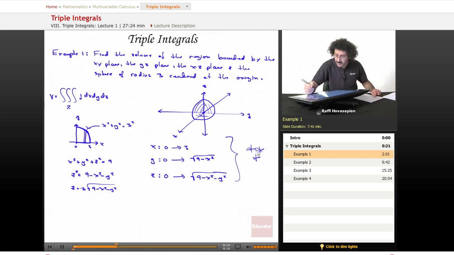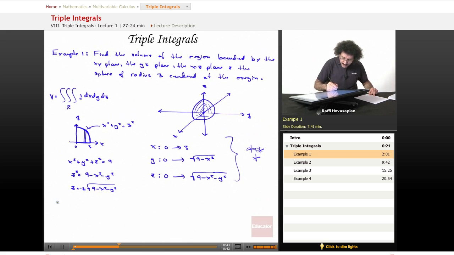This is what's important. I need to be able to express the region. I'm integrating x from 0 to 3. I'm integrating y from 0 to radical 9 minus x squared. And I'm integrating z from 0 to radical 9 minus x squared minus y squared. In other words, I go in the x direction, go in the y direction, then I integrate in the z direction, depending on what my boundary is. So now I have my integral.